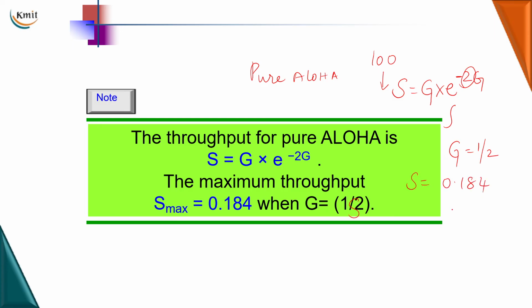0.184, which means that 18.40% of frames will be successfully transmitted without collision in pure Aloha. So this is the efficiency of pure Aloha.